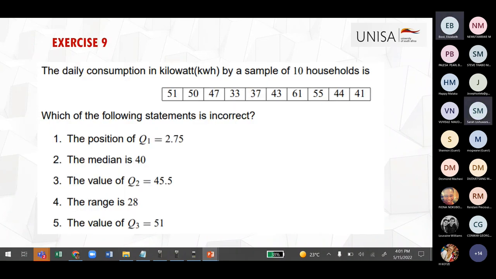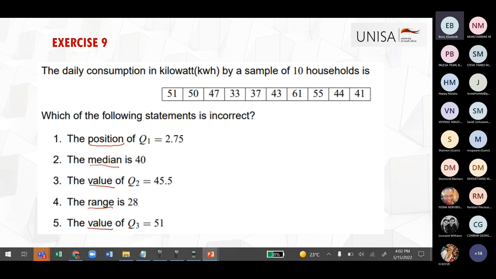Okay. The daily consumption in kilowatts by a sample of 10 households is given. Which one of the following statements is incorrect? So we need to go and calculate the positions. Now you need to read the question correctly so that you can do the right thing.